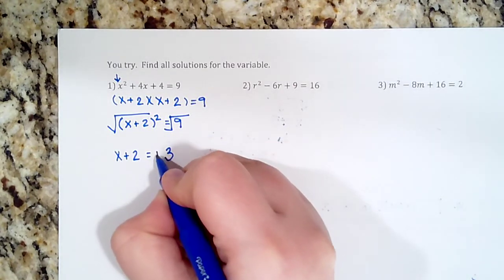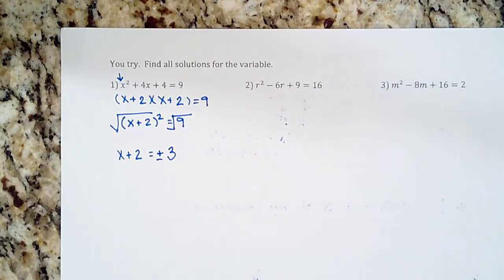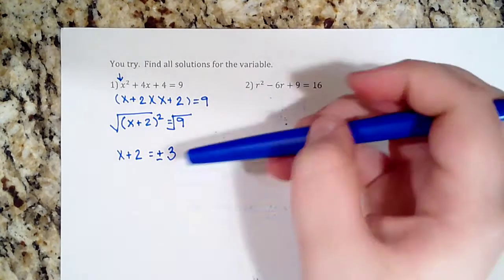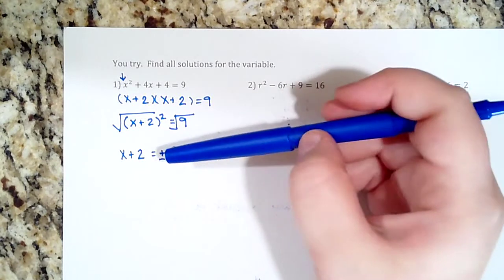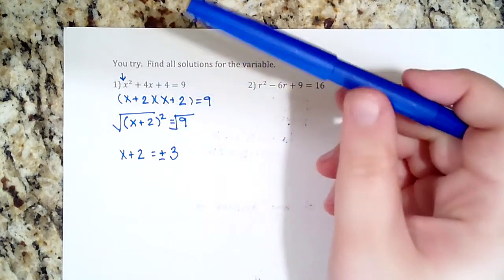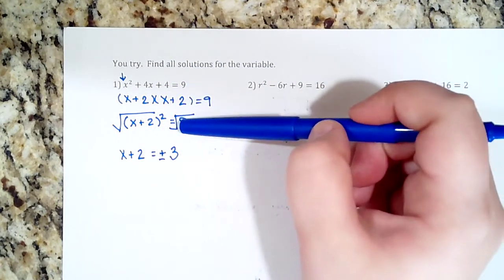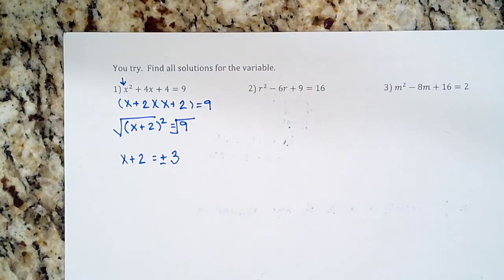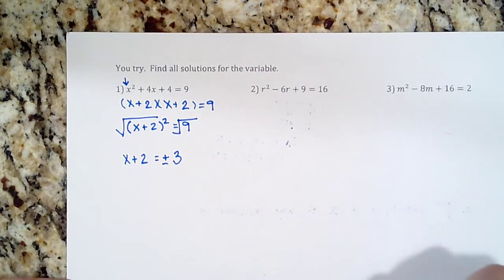But remember, I always get the positive version and the negative version. Let's remind ourselves of why that is. A positive 3 times a positive 3 equals 9, but a negative 3 times a negative 3 also equals 9, so we have to include the negative version as well.